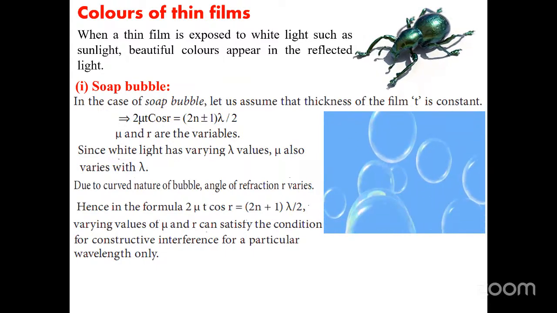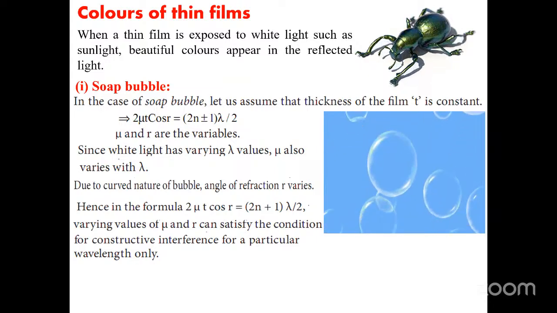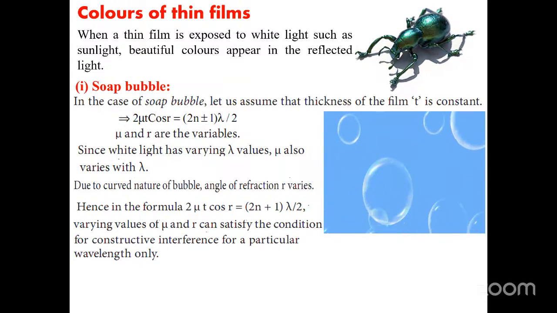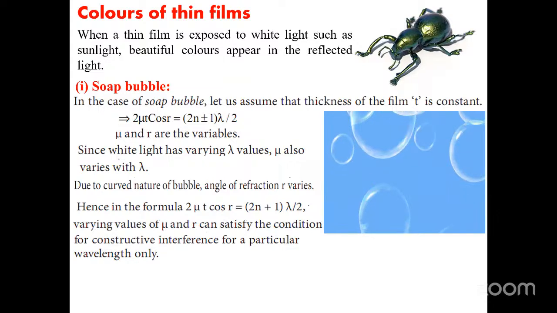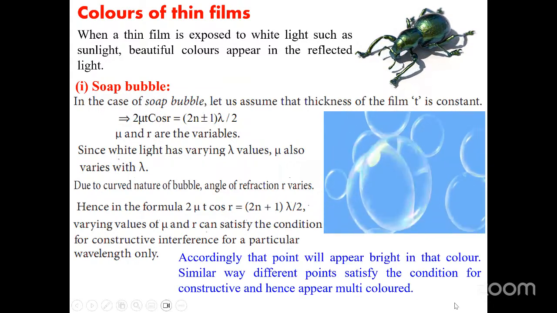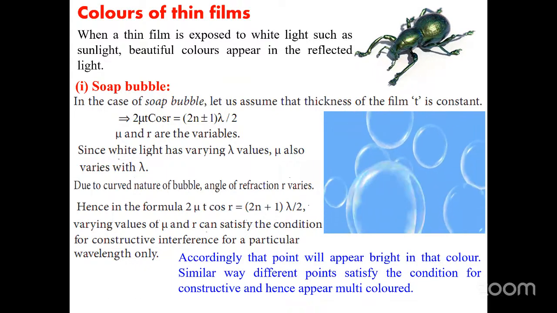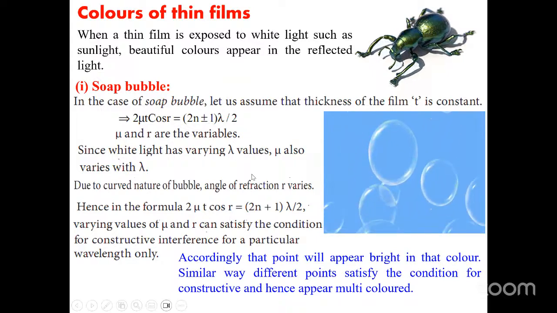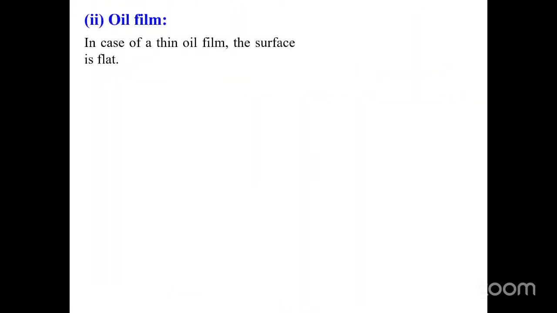So what is the formula? 2 mu t cos r equals 2n plus 1 into lambda by 2. By varying the values of mu and r, the condition for constructive interference can be satisfied for a particular wavelength. So accordingly, the point will appear bright in that color. In a similar way, different points satisfy the condition for constructive interference and hence appear multicolored.